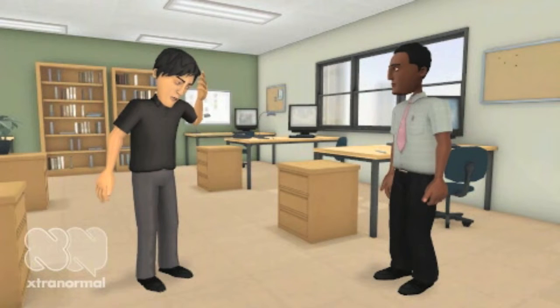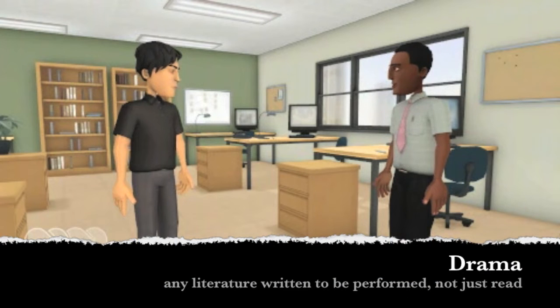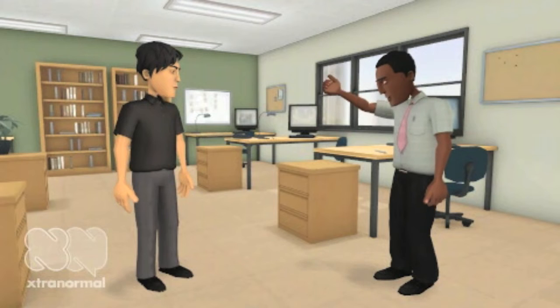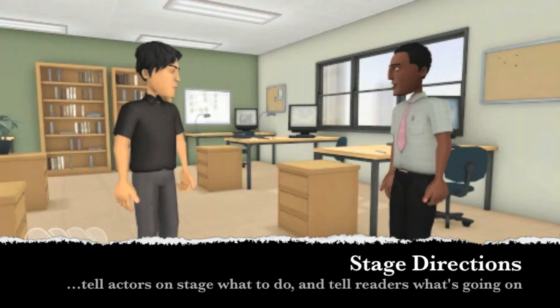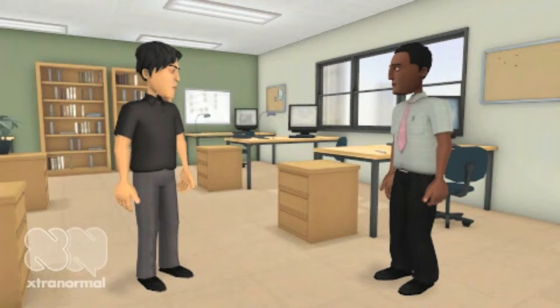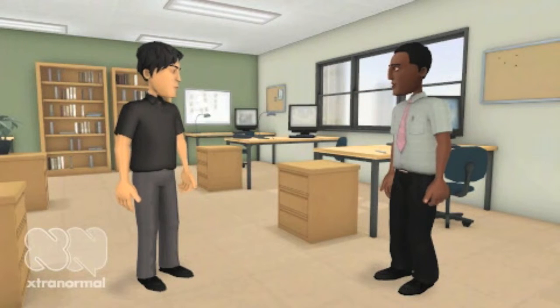So what's first? Well, first you have to know what drama is. Drama is any literature meant to be performed. It's written in a way that makes that obvious. So you mean like plays and scripts and stuff? Exactly. Dramas have stage directions. They tell the actors what to do. They also tell the reader what's going on that's not being said. So you mean like when it says stuff like Brandon walked in the room and saw what they were doing? Yep. Usually they're written in italics or in parentheses.